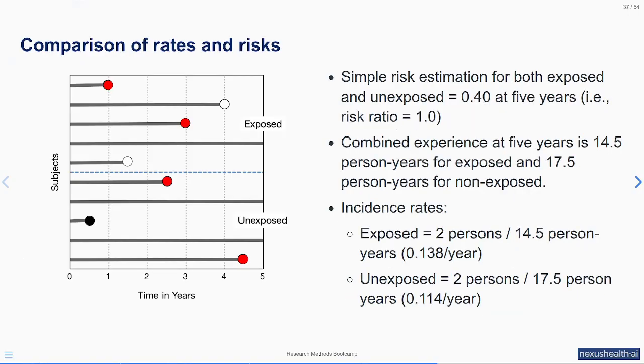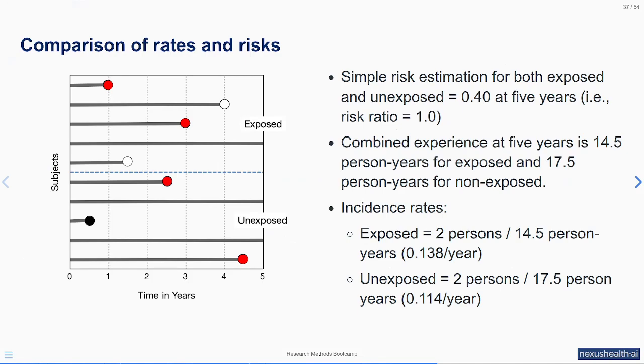So how do we compare? So the risk estimate for both exposed and unexposed, just like we said, is 4 at 5 years, isn't it? And this just gives us a risk ratio of 1, right? Because look at the 2 groups. It's just 2 over 5 and 2 over 5. And so if we use the simple risk estimate, it tells us there is no difference between the 2 groups.